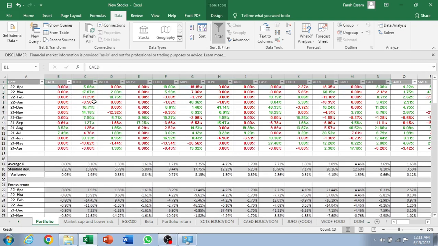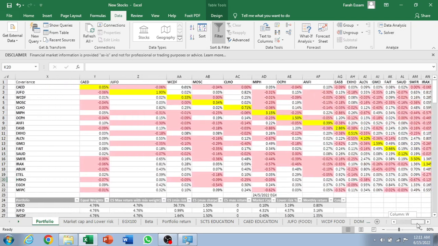This table is representing the return for each stock for each month. And right here, this table is representing the average return, standard deviation, and variance for each stock. And here I have the excess return for all of the stocks over the 1 year period. And I needed this in order to calculate and build the variance covariance matrix, which is right here.